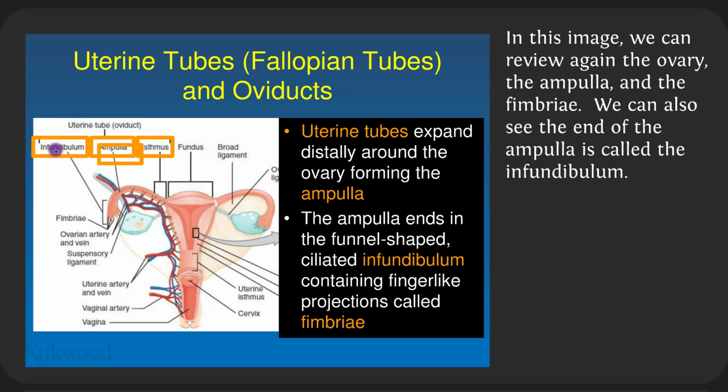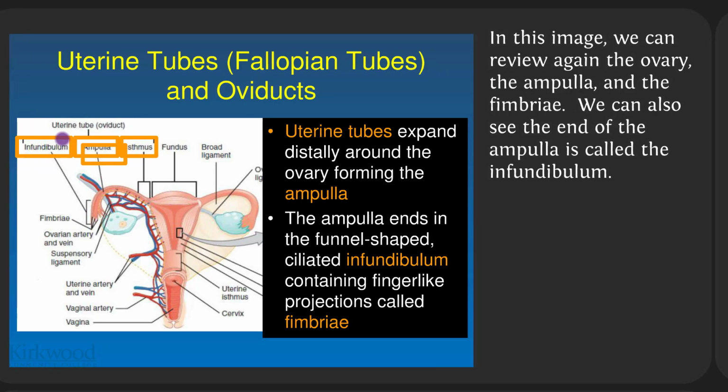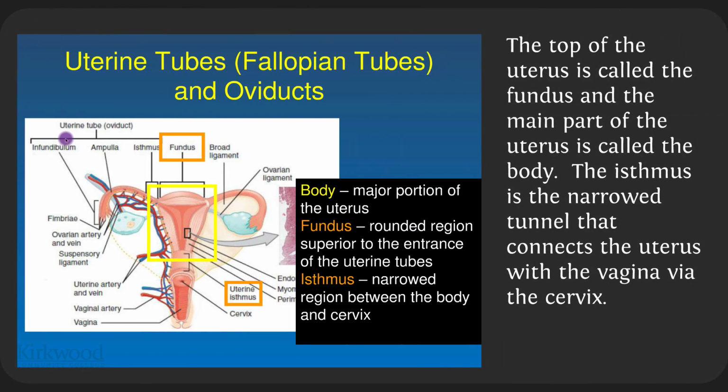One more term is the end of the ampulla. It's called the infundibulum. The top of the uterus is called the fundus, and the main part of the uterus is called the body, in yellow here. The isthmus is the narrow tunnel down here that connects the uterus with the vagina via the cervix. The cervix is right here, the opening into the uterus.